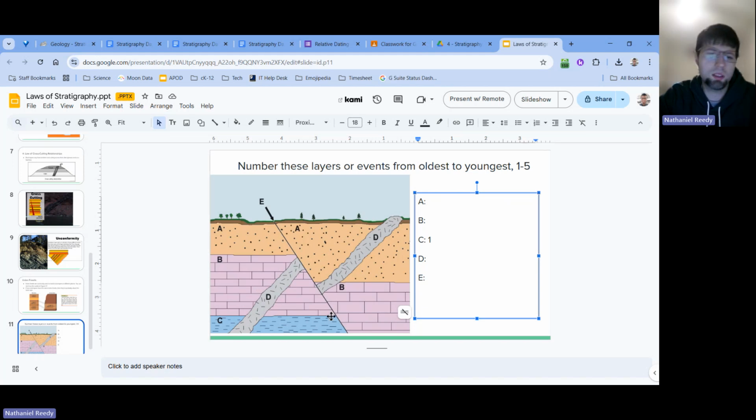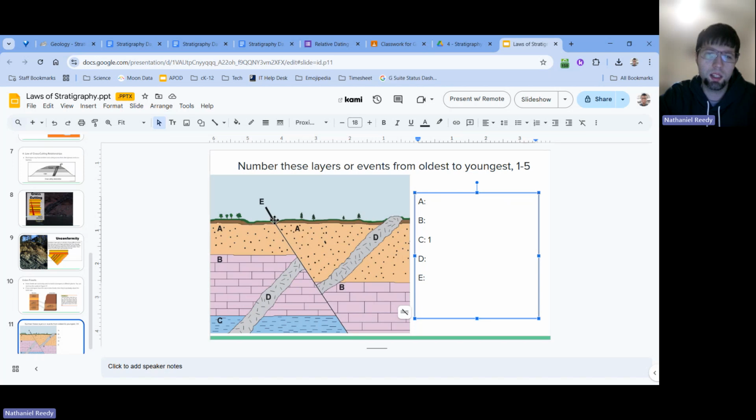Well, maybe it's easier if I just explain the whole thing. You can see that C, B, and then A was put on top, and then everything was shifted out of place. A was shifted out of place, B was shifted out of place, and then you have this weird D thing. We'll talk about that too. So everything was shifted out of place by this fault line. So we know this fault line is the most recent event because it shifted everything out of place.